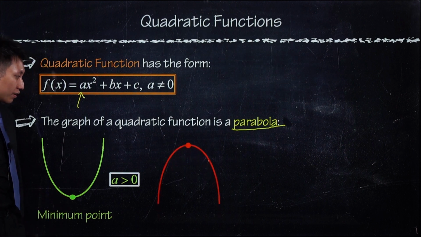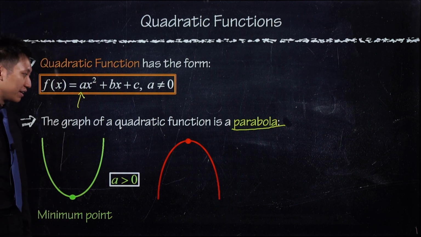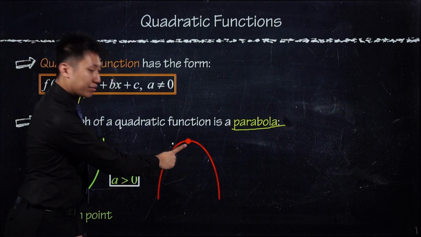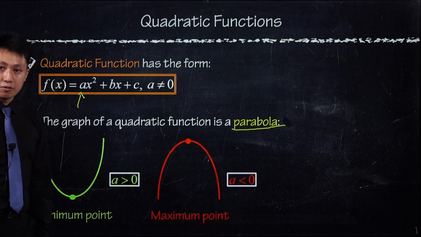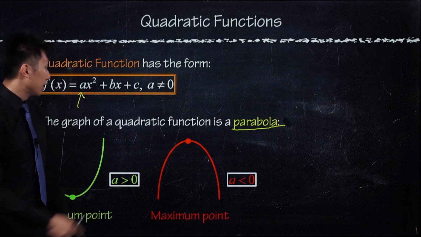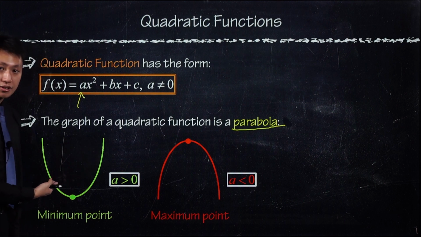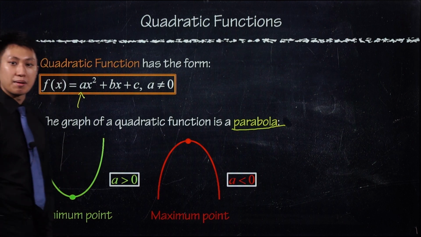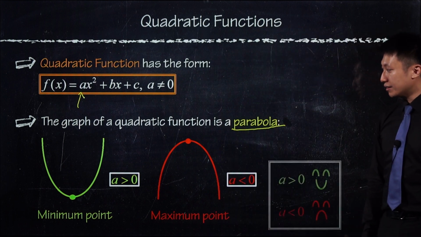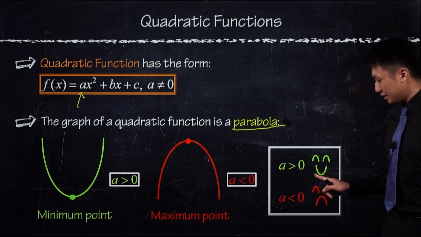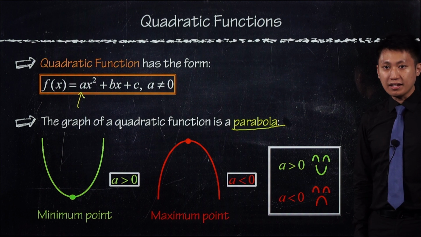The other one, you have a sad face. This is a smiley face. This is a sad face. You can remember it in this way. With the sad face, you have a maximum point, and this is for a less than 0. If a is less than 0, it gives you a sad face. If a is more than 0, you get a smiley face. That's how you remember the graph of a quadratic function. So you have this one, smiley face, and this one, a smaller than 0, sad face. Right?